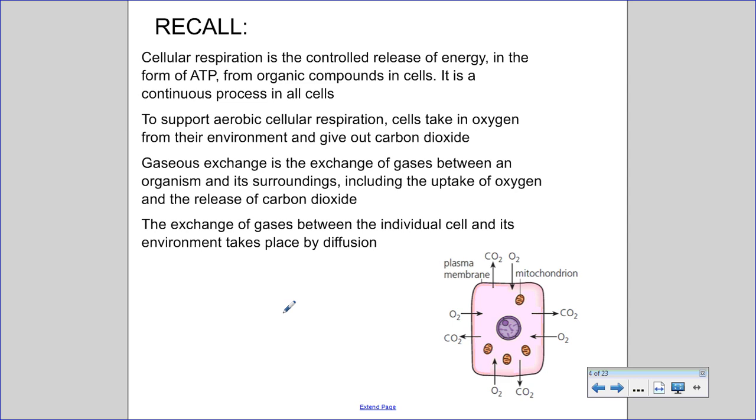Gas exchange, then, is the exchange of gases between an organism and its surroundings, including the uptake of oxygen and the release of carbon dioxide. The exchange of gases between the individual cell and its environment will take place by diffusion, as shown by the picture here, where oxygen gas moves into the cell to the mitochondria where it's needed for cellular respiration, and then the carbon dioxide that is generated by the breakdown of glucose is released from the cell by diffusion.